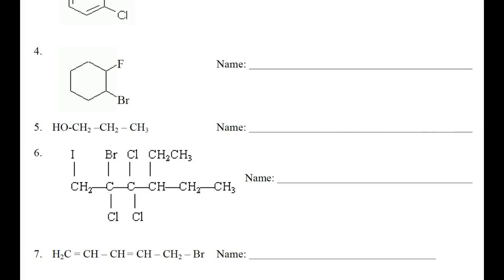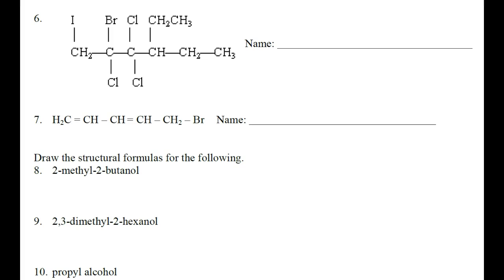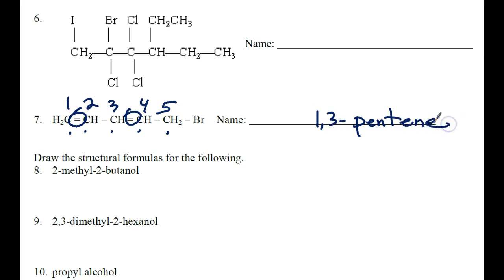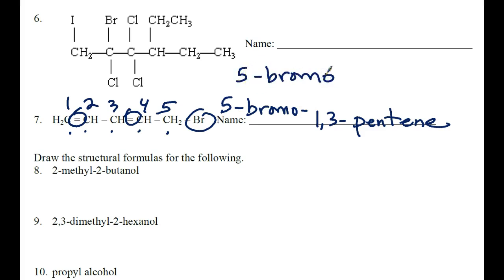Let's look at this next one, number 7. It has 1, 2, 3, 4, 5. 5 is pent. I see a double bond in there. Oh my gosh, I see 2 double bonds. So I probably want to start counting from this end. Double bond trumps that functional group. 1, 2, 3, 4, 5. So I see 1,3-pentene, and I see this bromo group's on 5. So 5-bromo-1,3-pentene. Or I think the new school way is 5-bromo.